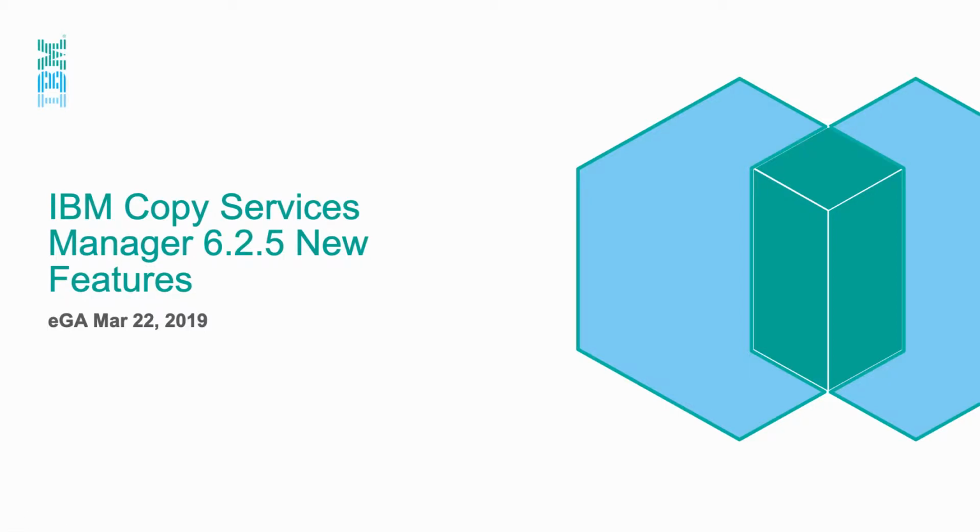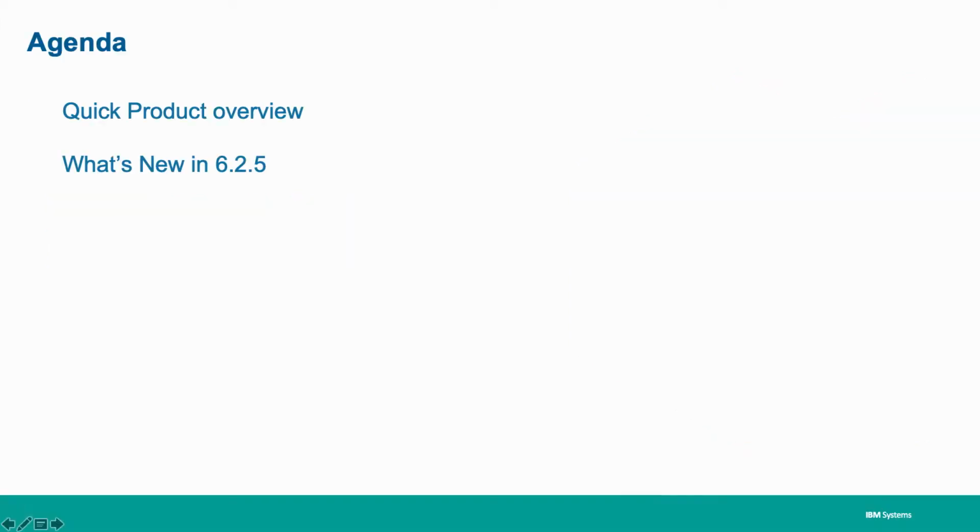In this video, I'm going to cover what's new in Copy Services Manager 6.2.5. The 6.2.5 release was announced on March 19th of 2019 and will EGA on March 22nd of 2019. So the first thing I'm going to talk about is a quick product overview, and then I'll jump into what's new.